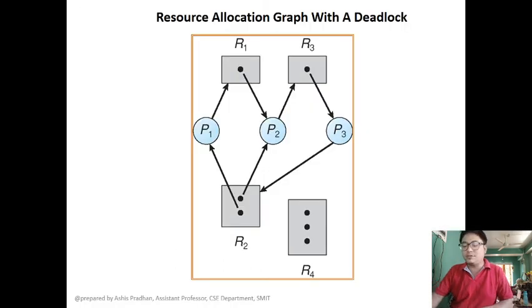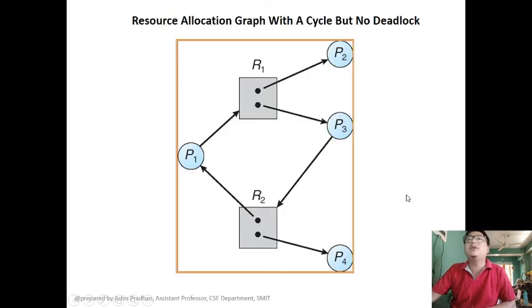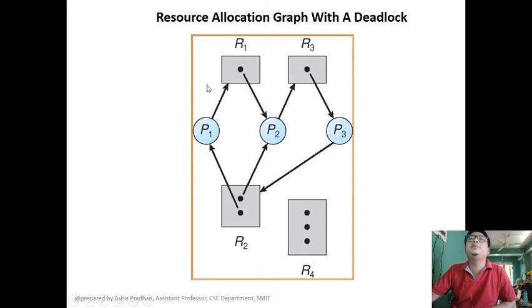So let's move back to this slide. If a graph contains a cycle and there is only one instance per resource type, then deadlock. If there are several instances per resource type, then there is a possibility of deadlock. So here in this example, there is a possibility of deadlock. We cannot say there is a deadlock.